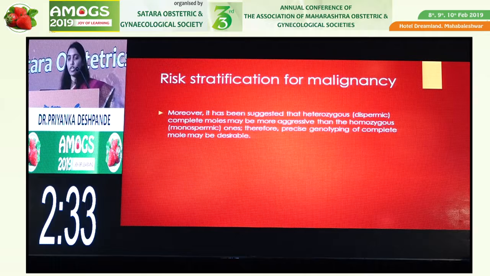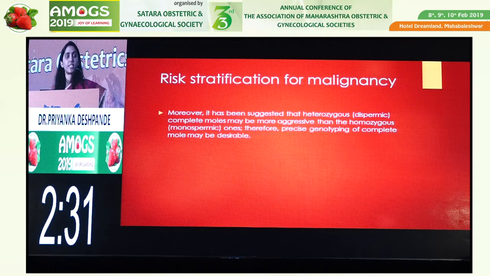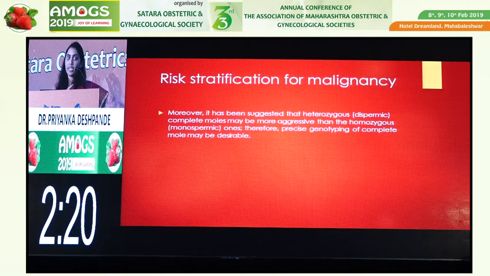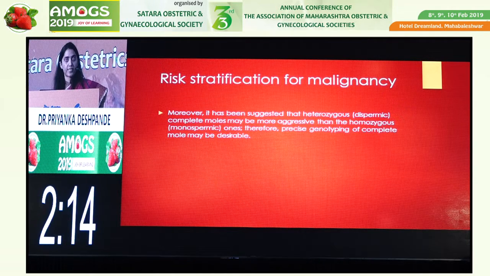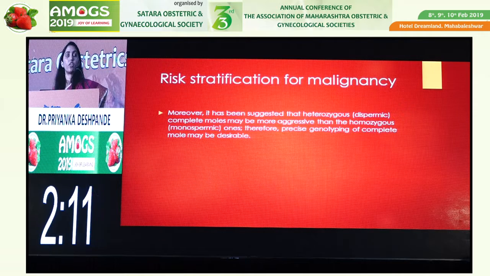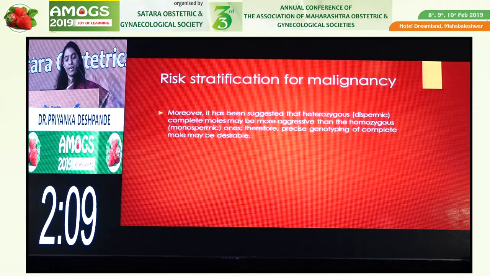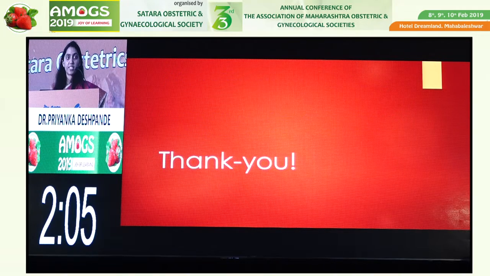And last but not the least, but the most important is for risk stratification of malignancy. It has now been suggested that only giving a diagnosis of complete mole is not enough. It is suggested that whether the complete mole is heterozygous or homozygous also has a relevance because homozygous moles are known to be more aggressive and they have more risk of turning into choriocarcinoma than the heterozygous moles. So with this, I end my presentation and I hope that I have done justice to my topic.